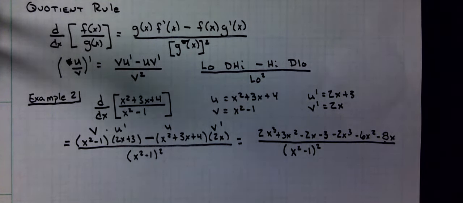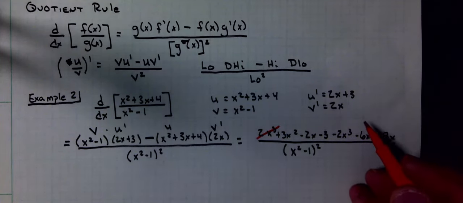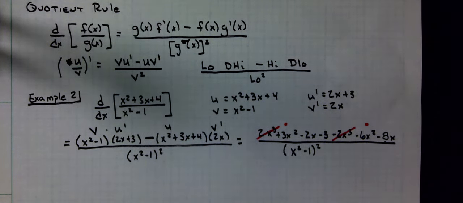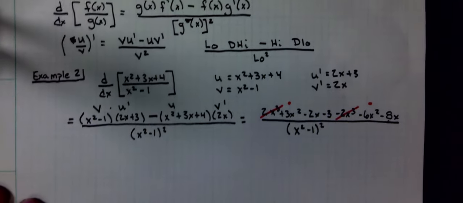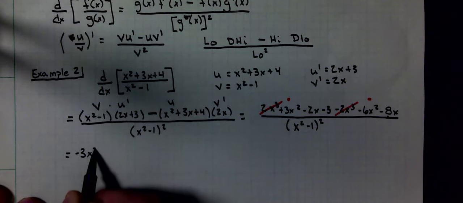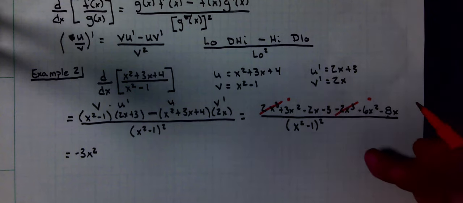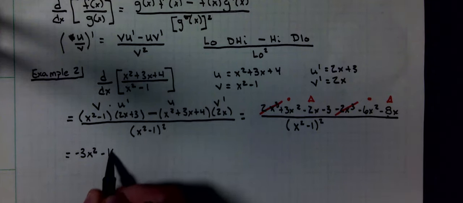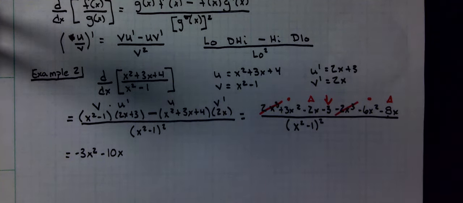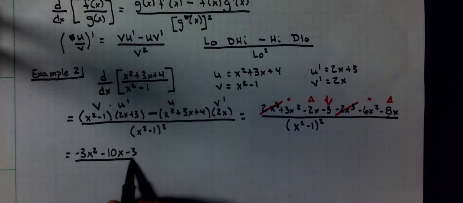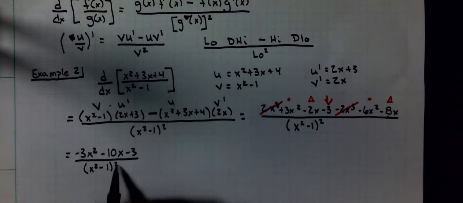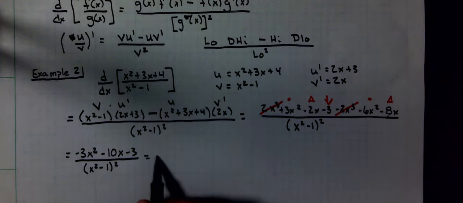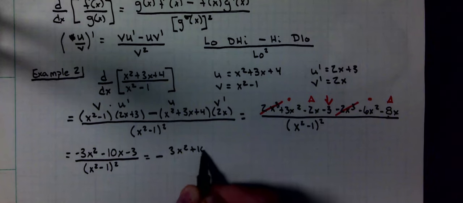Now I'm going to go through and combine like terms. My x cubes, 2x cubed and negative 2x cubed, are going to go away. I have 3x squared minus 6x squared, negative 3x squared. Then I have minus 2x minus 8x, which is negative 10x. And I have minus 3 over (x squared minus 1) squared. That's fine to leave it like that. I probably would have pulled the negative out of the top and written 3x squared plus 10x plus 3.